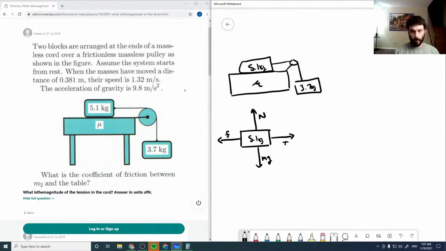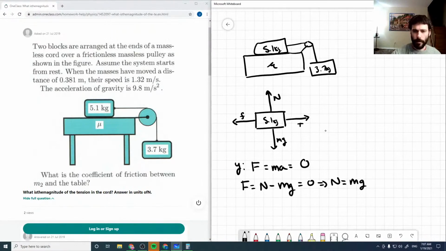So in the y direction, really nothing's going on, so it's not accelerating in the y direction, so that's 0. Our forces, though, are the normal minus mg, which equals 0 from above. So then our normal is equal to mg. So that's all that gives us.